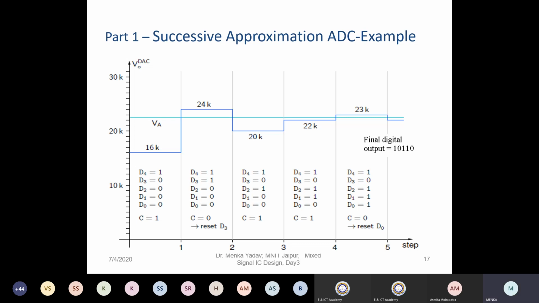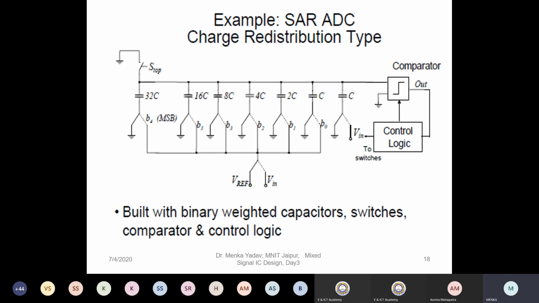So this is one example of a SAR kind of ADC. So I have taken a charge redistribution type ADC. Sir, next slide please, slide number 18. So in this case, I have taken one example of a SAR ADC, charge redistribution type.